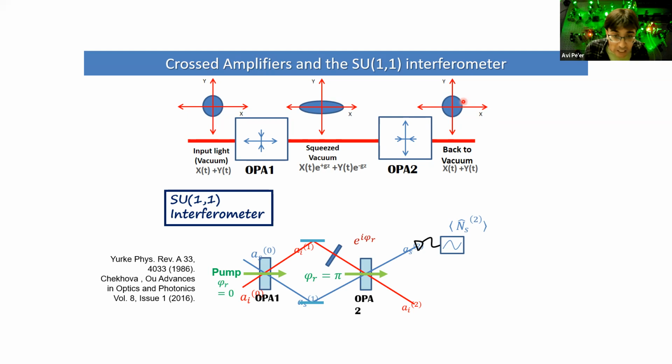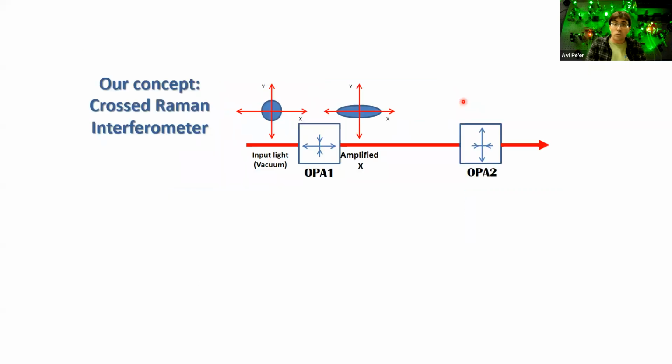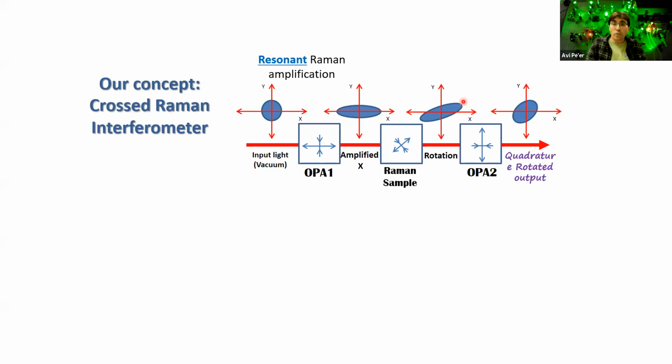And we're not going to say anything about this. And now what we're going to do is we're going to put the Raman sample in between. The Raman sample is also a parametric amplifier. The point is that those two parametric amplifiers, the external ones, they can be strong. But the Raman sample is also a parametric amplifier, but it is weak.